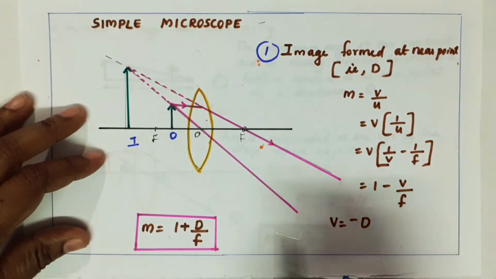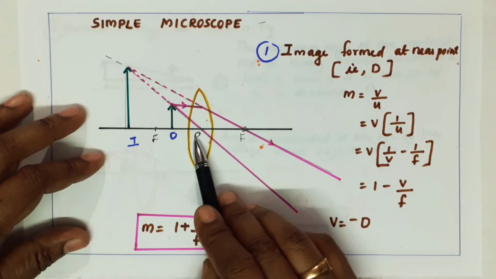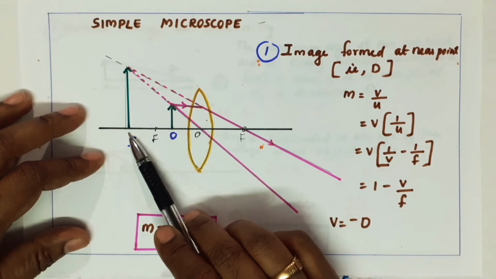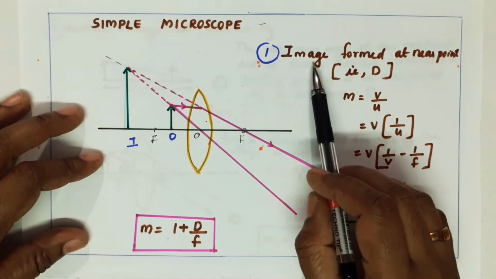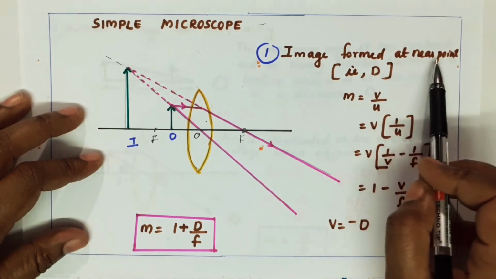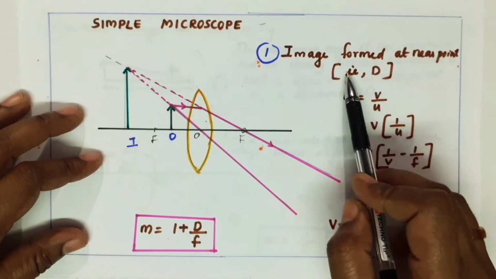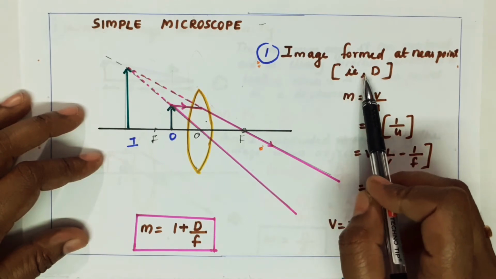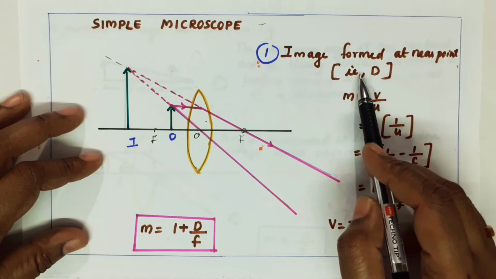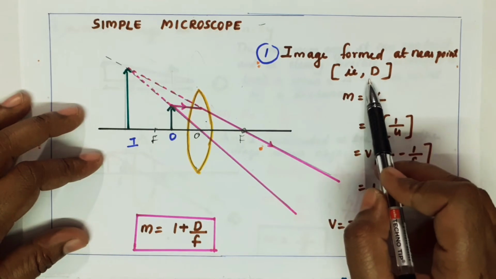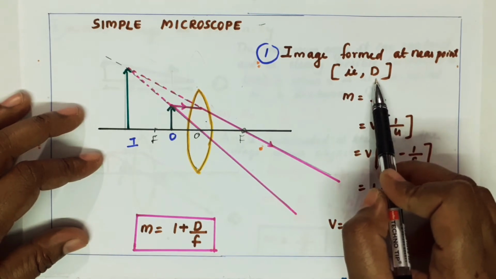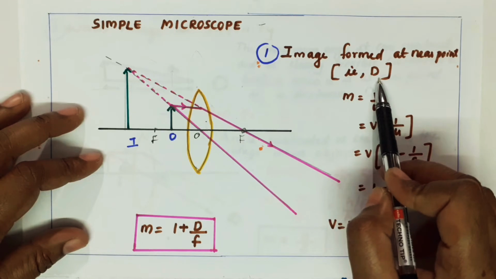So for a simple microscope, your object is placed between focus and optic center so that we get an erect, virtual and enlarged image. And this image we can get at two different points. I am taking the first case, the image is formed at the near point. Near point means without strain, what is the minimum distance required to see an object? That is called the least distance of distinct vision, and that is called D. D is 25 centimeter. It's a constant value.